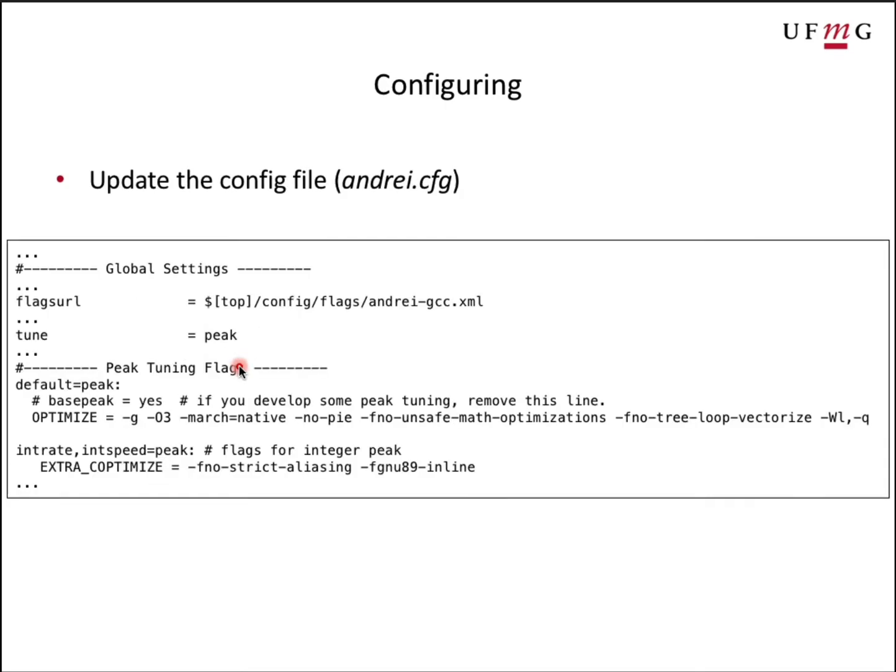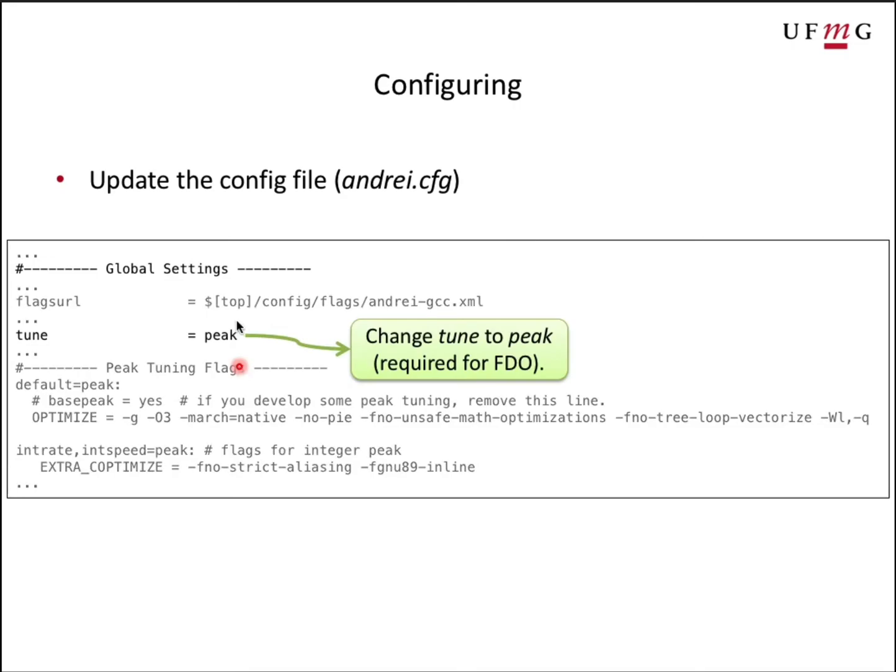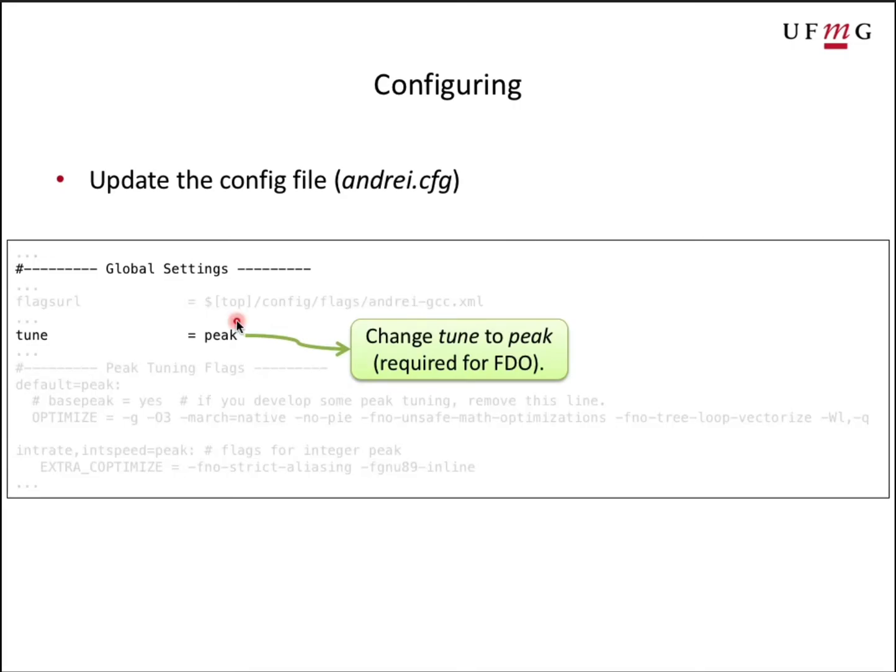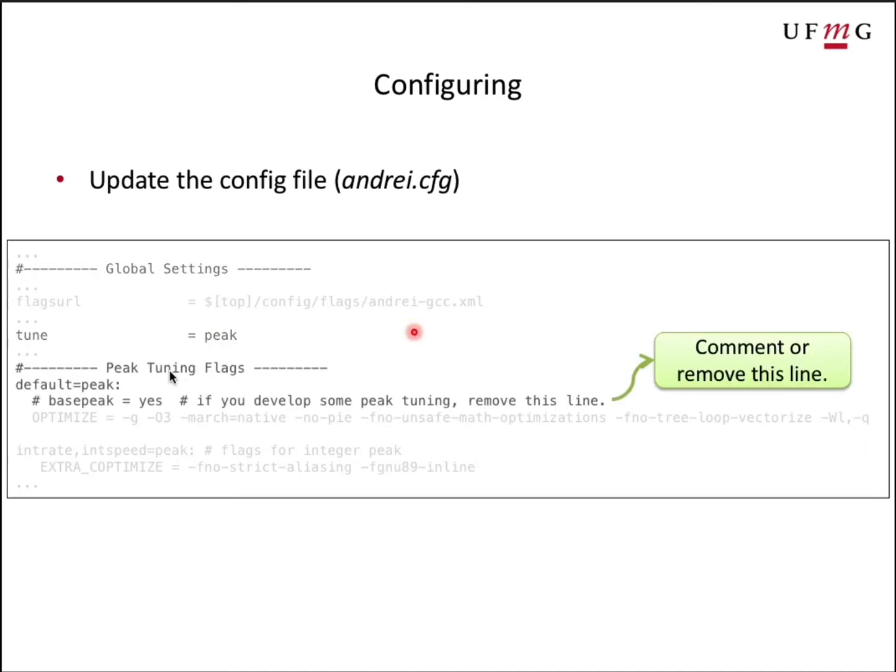Then we need to start updating our configuration file. So for FDO optimizations, we can only do that in peak metric. So we need to change from base to peak here. The peak tuning flags, we need the default peak. They usually have this flag, a comment, not comment, because they use the same flags as base. But in here, we want to comment or remove this line. So I just comment here with the hashtag.